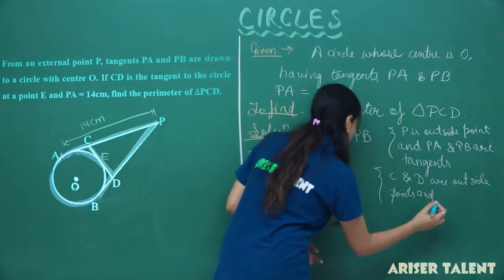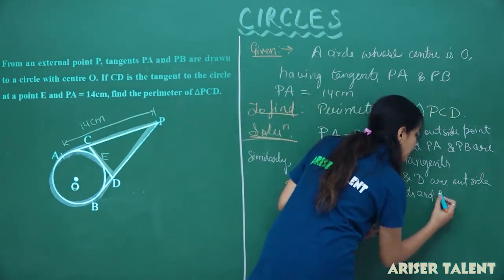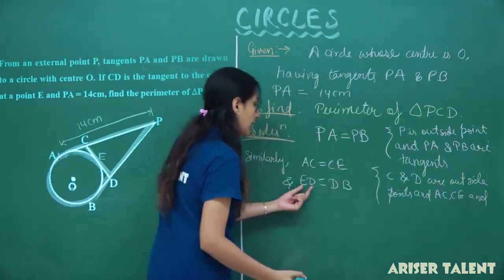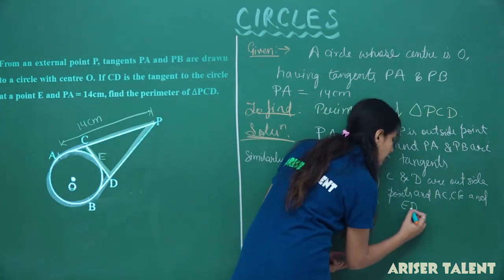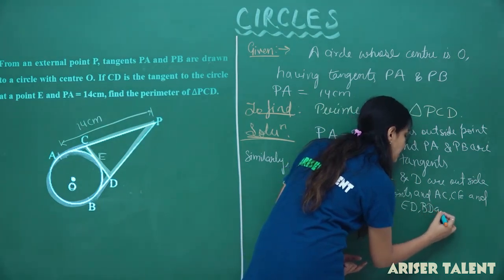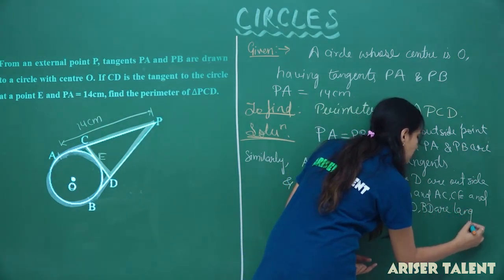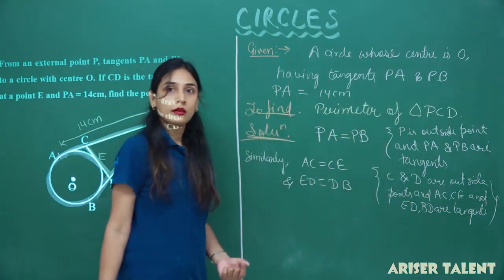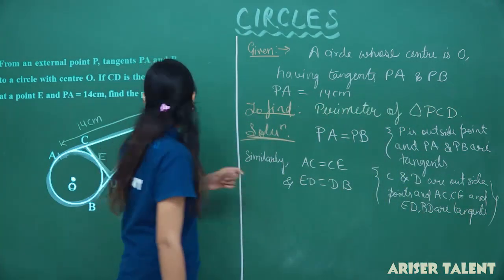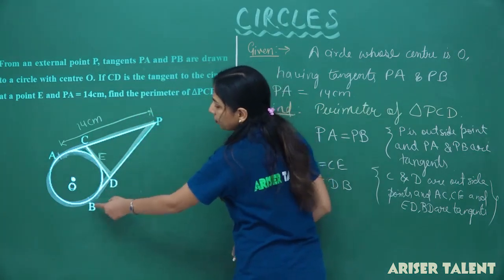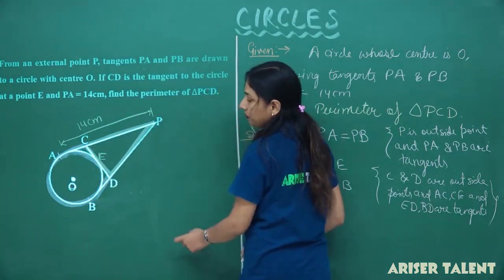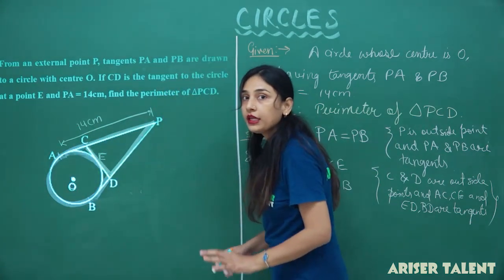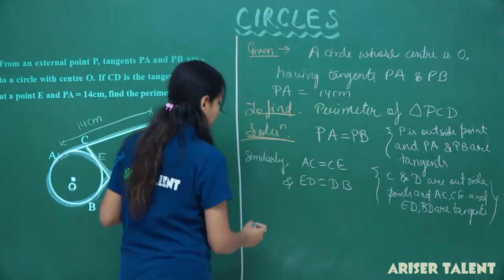and AC, CE and ED, BD are tangents, right, students? Okay, so mind this, that this point is outside point, so BD and DE will be equal and AC and CE will be equal. Okay, now what I am doing?